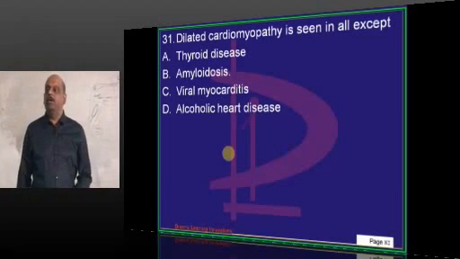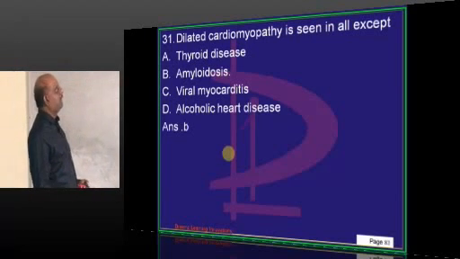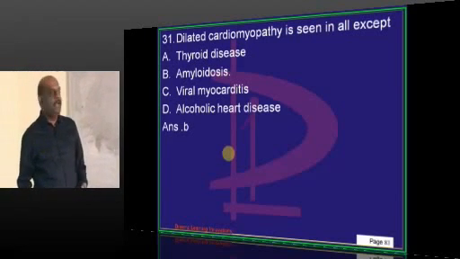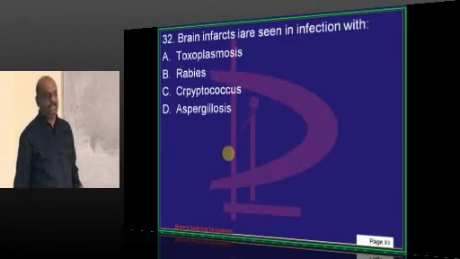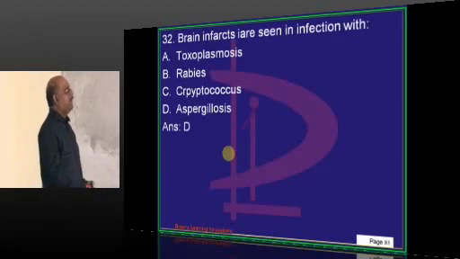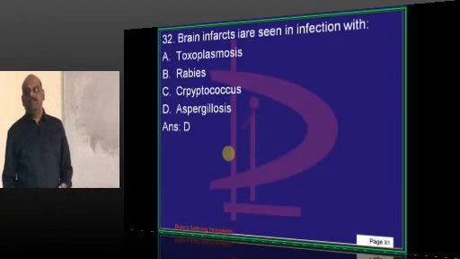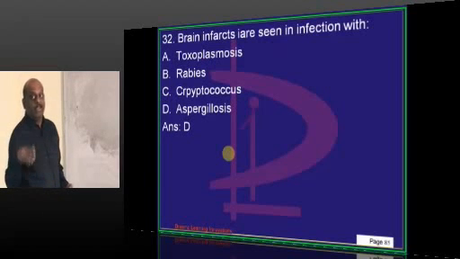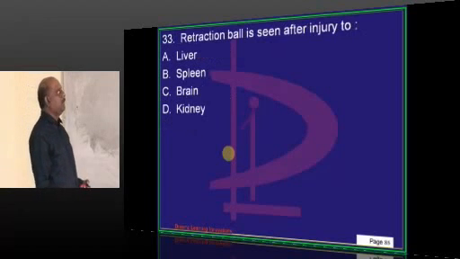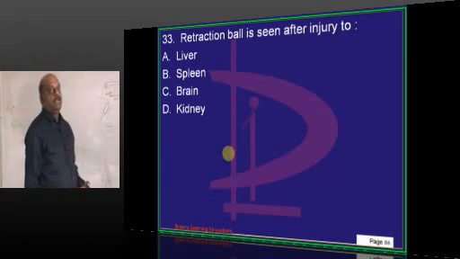Then doctor, dilated cardiomyopathy, where is it basically seen? Thyroid disease, viral myocarditis, and also in alcoholic heart disease, whereas amyloidosis is a restrictive cardiomyopathy. Then brain infarcts are the important feature. Whenever angioinvasive aspergillosis is there, it leads to the infarction of the brain, leading to the brain infarct.